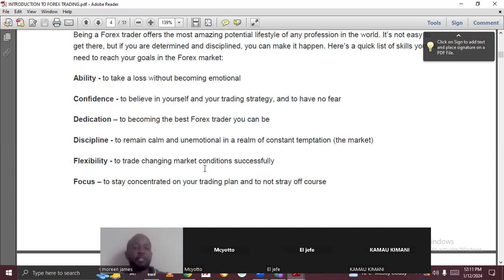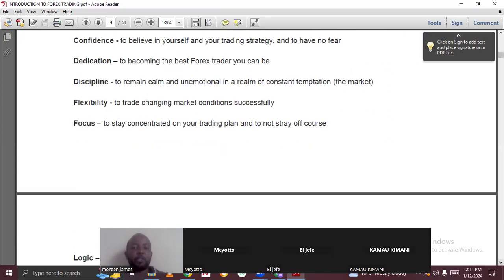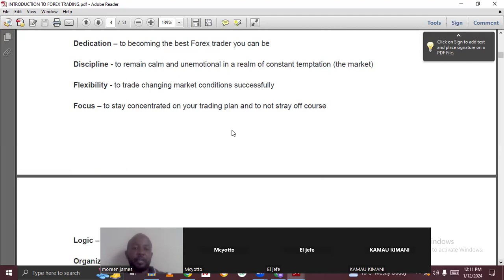So flexibility, trade changing markets successfully, then focus. You have to stay concentrated on your trading plan. As I've told you, we'll come up with a trading plan after the whole course, so that you will be able to handle the trades yourself. For me, I'll be your guide. I'll be able to guide you, showing you this is this and this, because at least I have seen the ups and downs. I have made mistakes also. I'll show you the mistakes I was making.